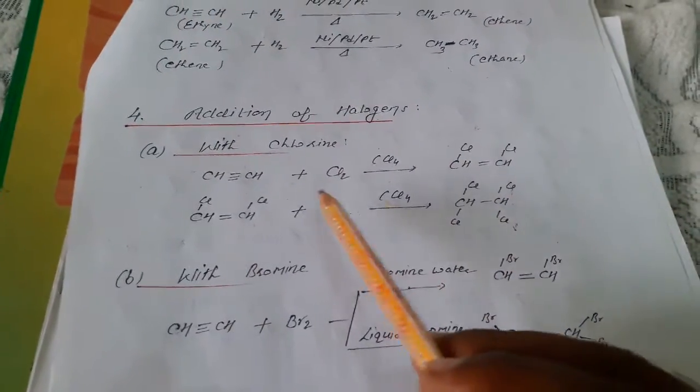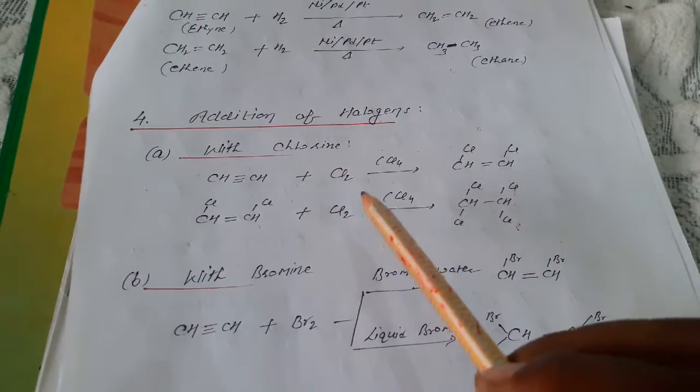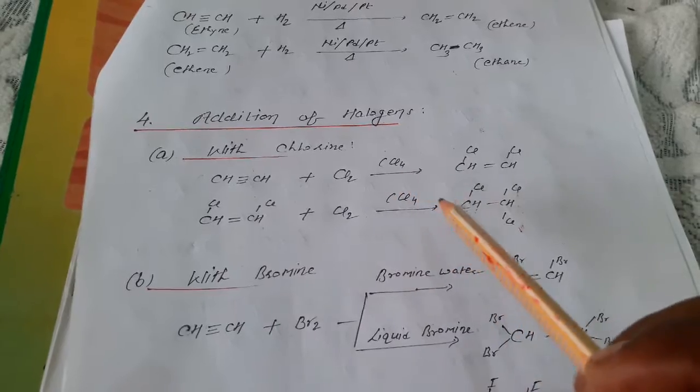Addition of halogens with chlorine, similar to hydrogen. Chlorine can be added in presence of carbon tetrachloride.